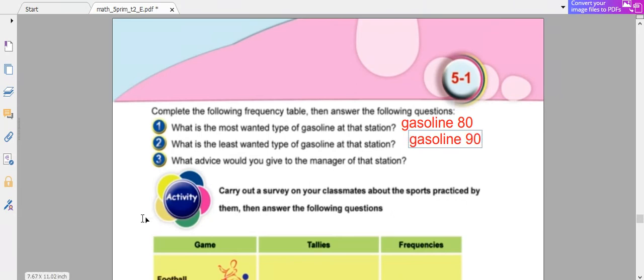Last question. What advice would you give the manager of the station, in your opinion? What advice would you say to the manager? You can say you advise him to get fuel 92 because it is the purest fuel for the environment and for the engines of cars, and choose any advice in your opinion. That question is for you.